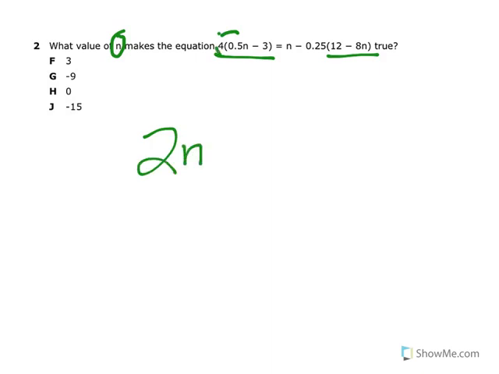And then 4 times negative 3, don't forget that negative sign in front of the 3. 4 times negative 3 is negative 12. It's equal to n, it just comes from there, minus 0.25 times 12. When you're subtracting like that, you can say that's the same as a negative 0.25 times 12. So 12 times 1/4 is 3, but it's negative.